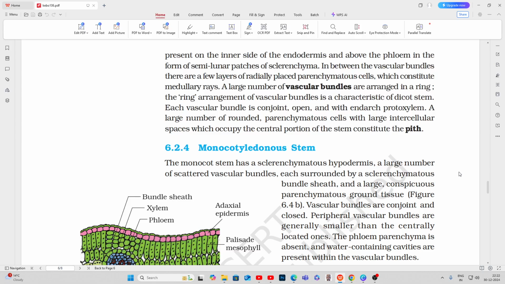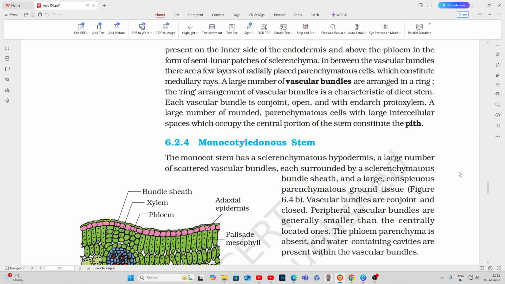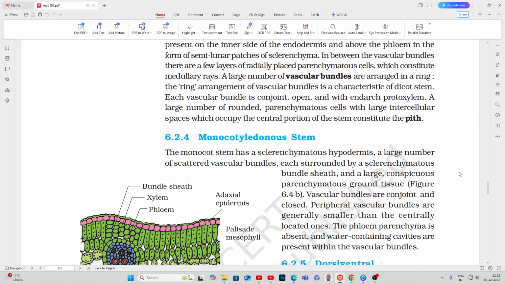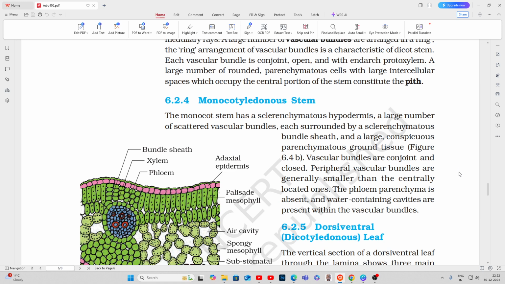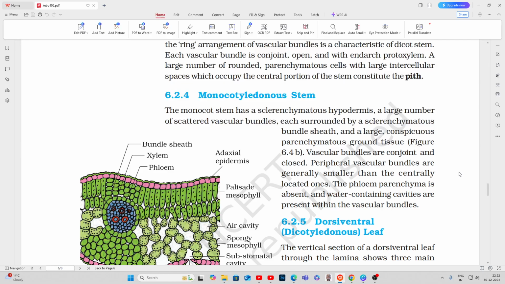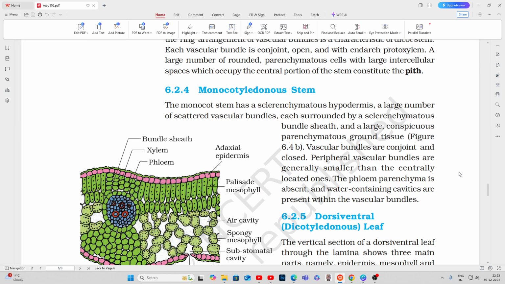A large number of vascular bundles are arranged in a ring. The ring arrangement of vascular bundles is a characteristic of dicot stem. Each vascular bundle is conjoint, open, and with endarch protoxylem. A large number of rounded, parenchymatous cells with large intercellular spaces which occupy the central portion of the stem constitute the pith.